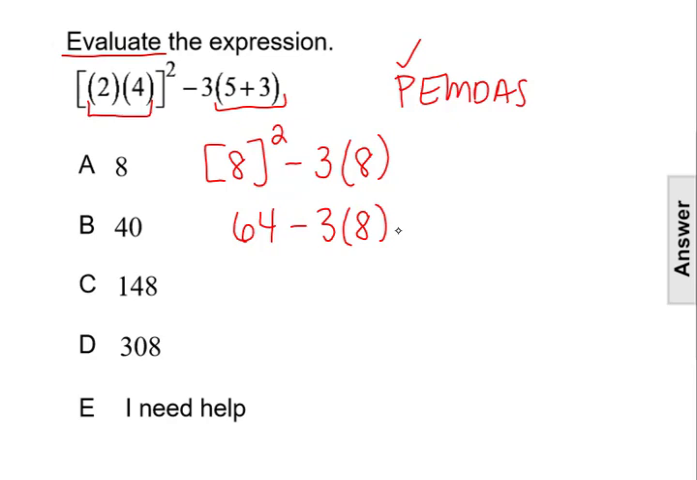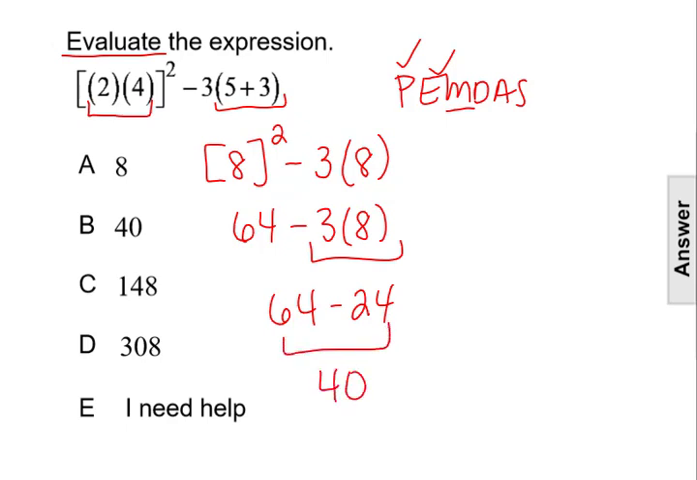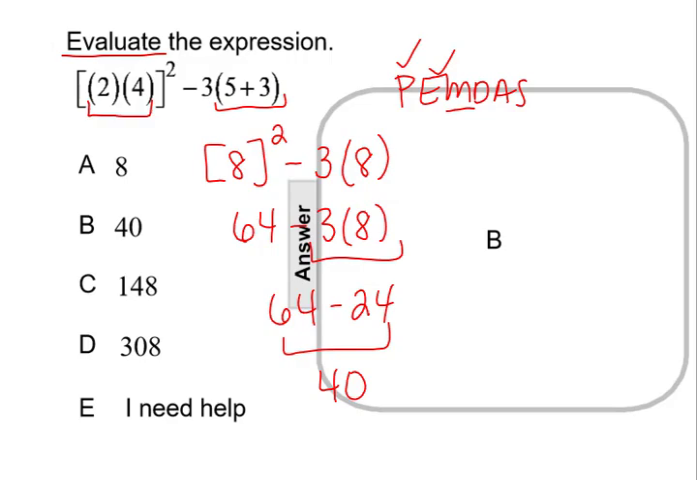We then have subtraction and multiplication. Multiplication comes first, so we're going to do that 3 times 8. So we're going to evaluate that to be 64 minus 3 times 8 is 24. So lastly, we can subtract and do 64 minus 24, which gives us our answer of 40, making the answer choice B.